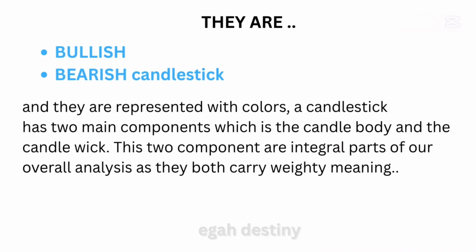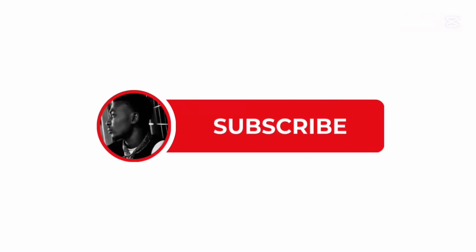They are bullish candlesticks and bearish candlesticks, and they are represented with colors, irrespective of the color you choose, but they are usually represented in two colors. A candlestick has two main components, which is the candle body and the candle wick. These two components are integral parts of our overall analysis as they both carry weighty meaning.